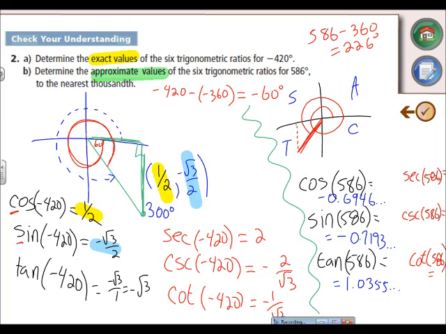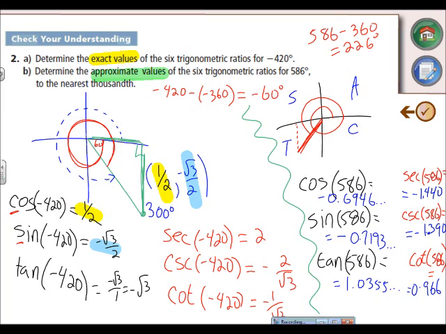Now, there's no reciprocal ratio button on your calculator. There's no secant. You need to go 1 over cosine. So plug 1 over cos 586 into your calculator, and it gives us negative 1.440. 1 over sine of 586 gives us negative 1.390. And then 1 over tan gives us 0.966.